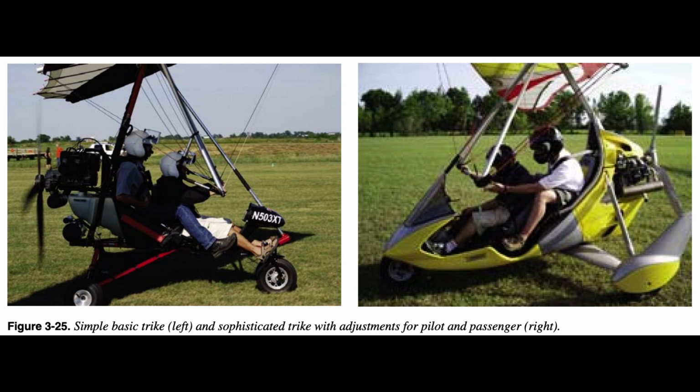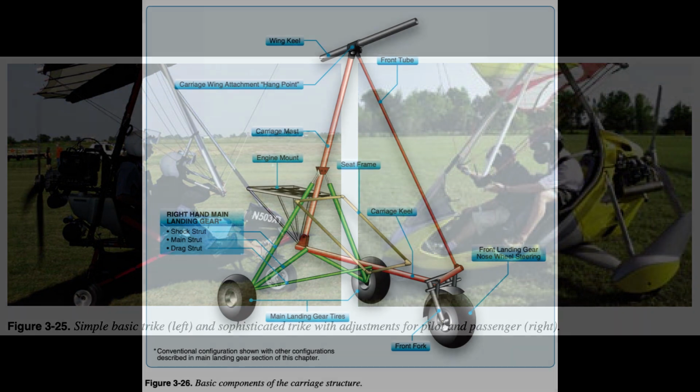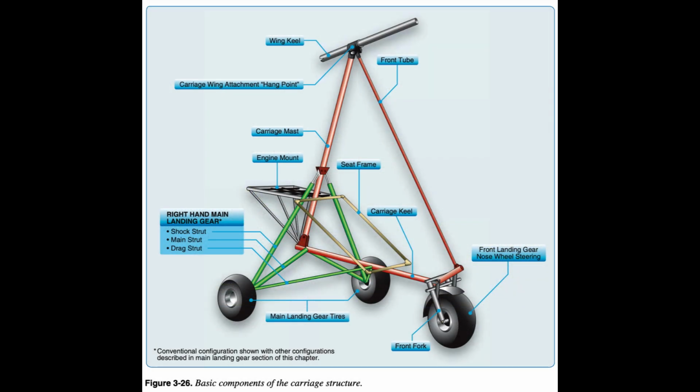Figure 3.25. Structure similar to the wing, the carriage is designed with a number of structural triangles for optimum strength and minimum weight. Each manufacturer and model have specific details that vary, but the carriage structure is typically a mast, keel, and front tube that form the main triangle components of the carriage structure, with the wing attachment at the top of the mast. A seat frame attached to the mast and keel provides rigidity to the main components while providing structure for the pilot and passenger.